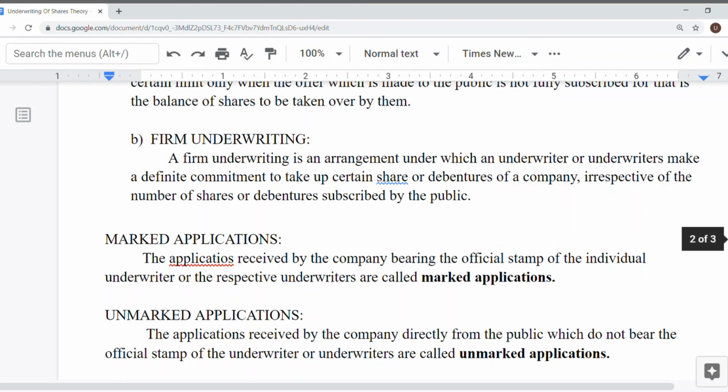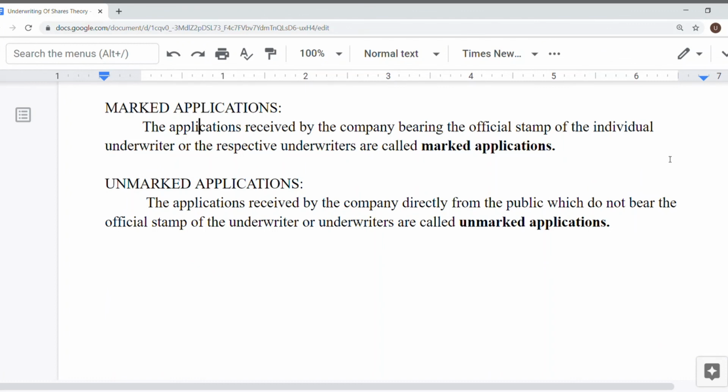That is firm underwriting. So, next two small topics we have: marked application and unmarked application. So, just think normally, what is marked application? The applications received by the company bearing the official stamp of the individual underwriter or the respective underwriters are called marked application. See, as I said, it is marked, okay? It has the official stamp of the underwriter. So, it is an application which is received by a public company bearing an official stamp of the underwriter. That is marked application.